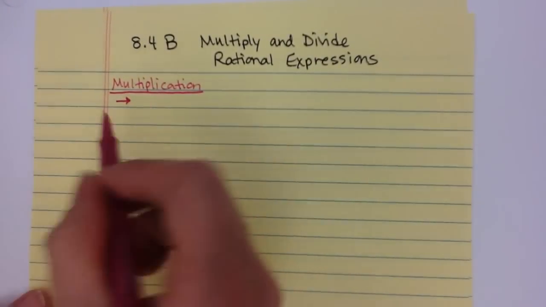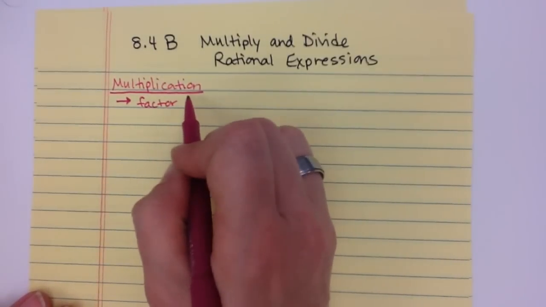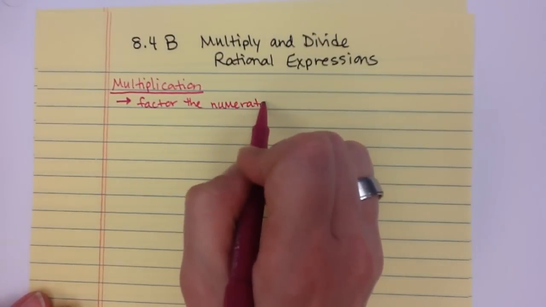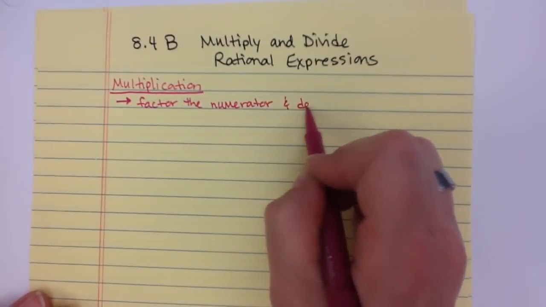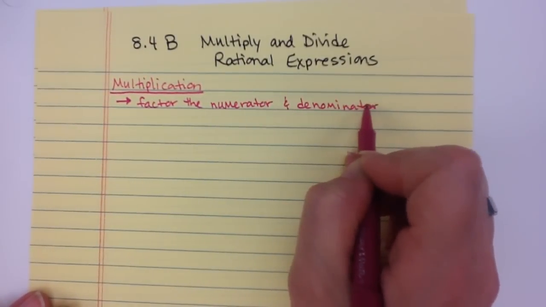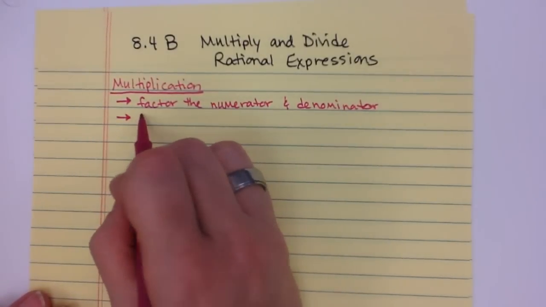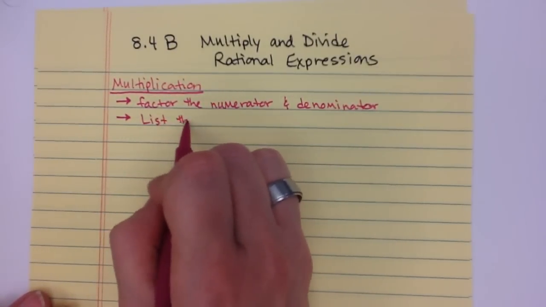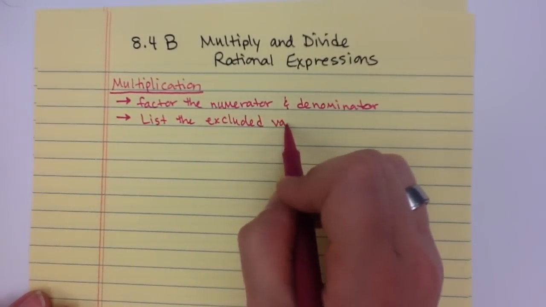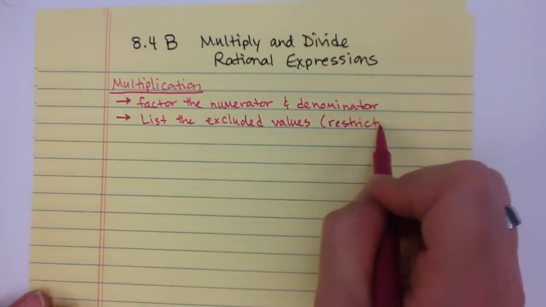But I will tell you that our first step is going to be to factor the numerator and denominator. It's kind of the first step on lots of these problems. So factor the numerator and denominator. Then the second thing we're going to do is list the excluded values, which we also sometimes call restrictions of the domain.